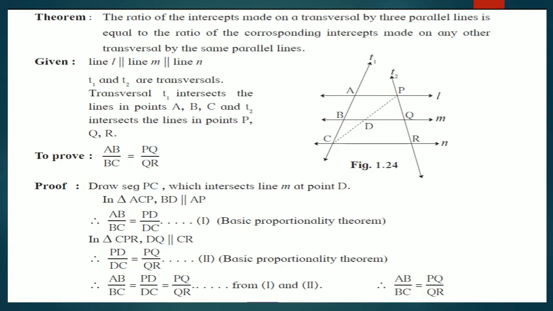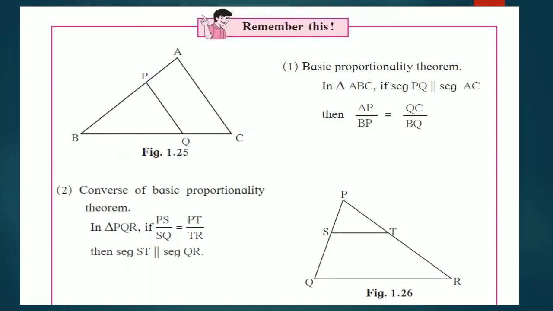Okay, so I'm done with this proof, and now we will just revise the statements of those 4 theorems that we learned in the last 4 videos. First theorem was the basic proportionality theorem that we just used to prove the property regarding the 3 parallel lines. In triangle ABC, if segment PQ is parallel to segment AC, then by the basic proportionality theorem, AP upon BP is equal to CQ upon BQ.